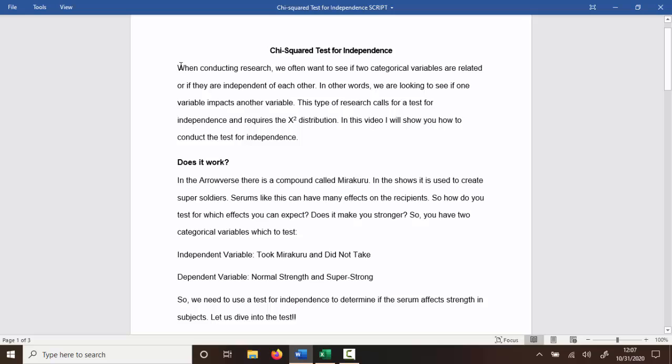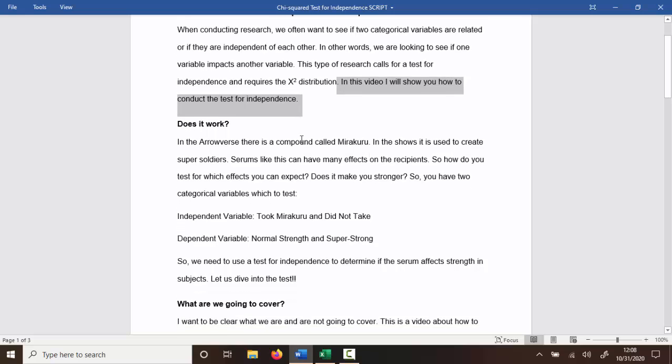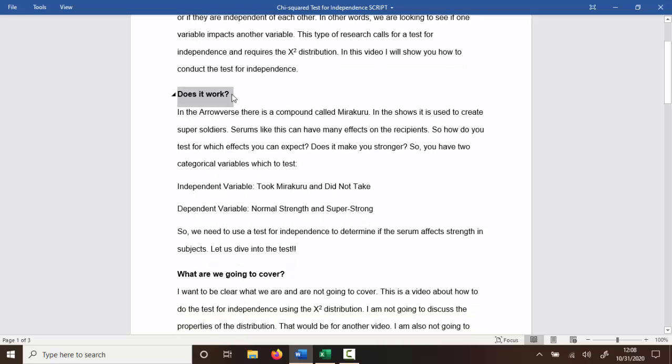All right, so when conducting research, we often want to see if two categorical variables are related or if they're independent of each other. In other words, we're looking to see if one variable impacts another variable. So this type of research calls for a test for independence, and it actually requires the chi-squared distribution. So in this video, I'm actually going to show you how to conduct the test for independence. Well, how does it work?